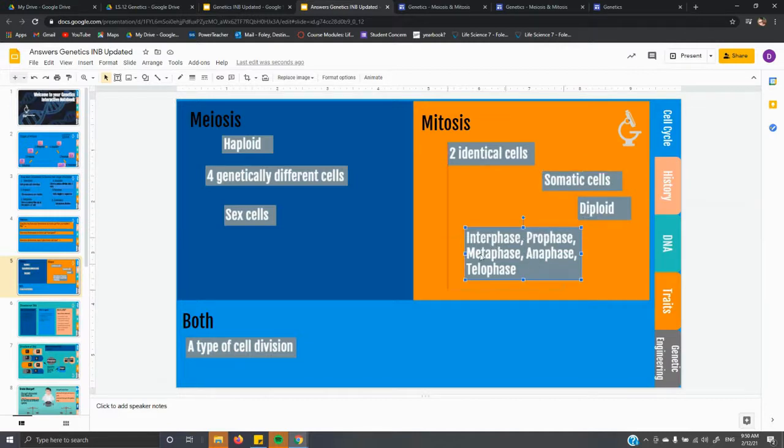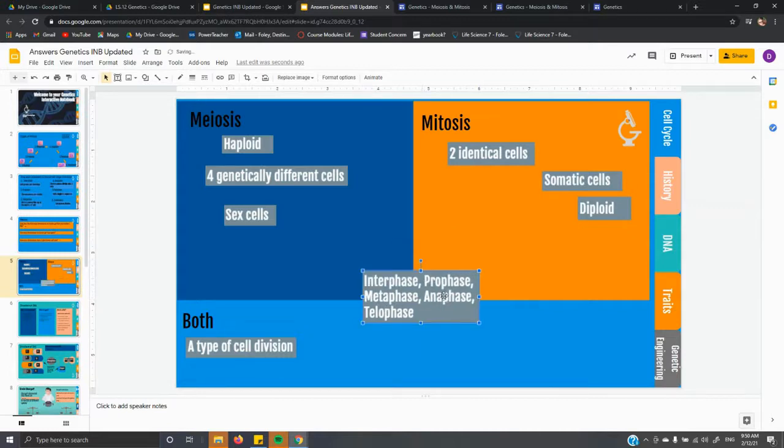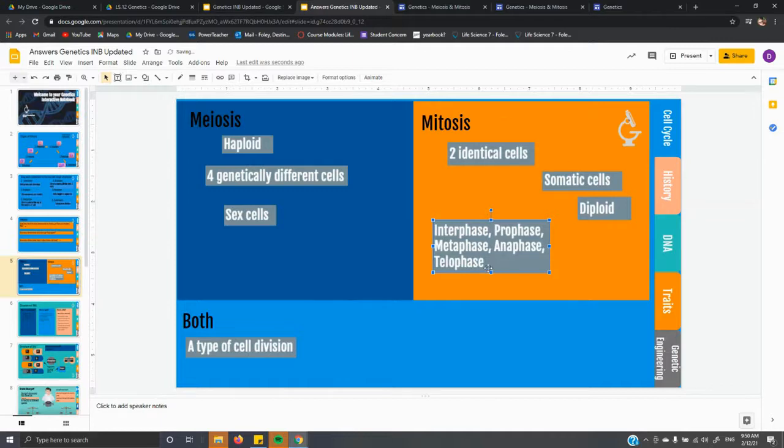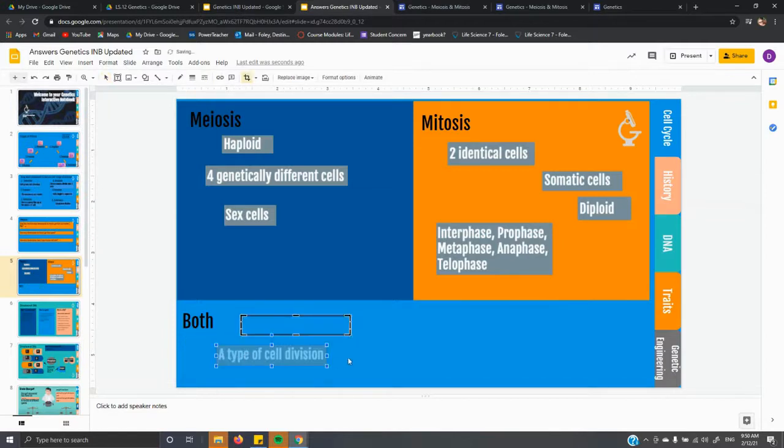I put this here. It technically should be in both, but I put it in mitosis because it makes more sense to me. Because in meiosis, there are multiple stages of these, so I put it in mitosis because this is really what makes sense for mitosis. There are multiple stages in meiosis, but they're not quite the same. And both here are a type of cell division.